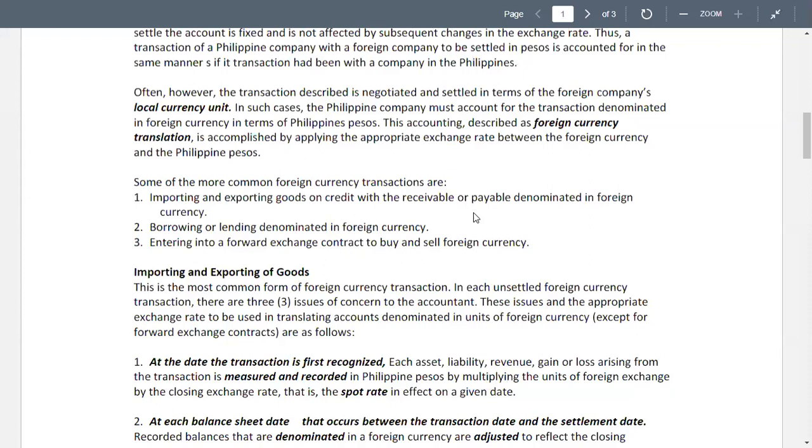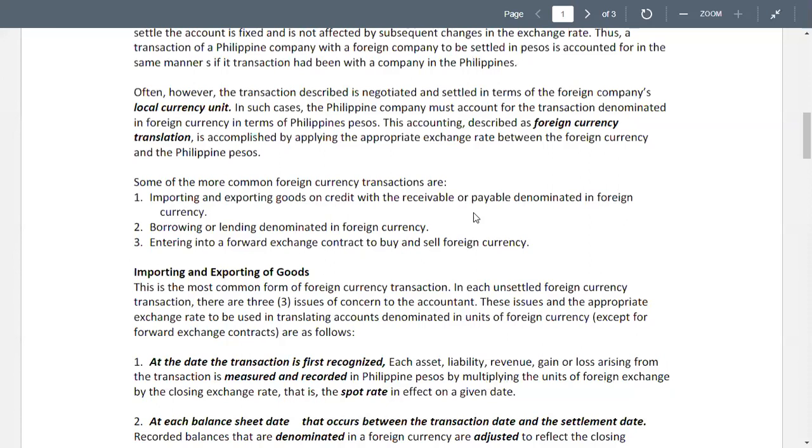Number one, at the date of the transaction. At the date the transaction is first recognized, each asset, liability, revenue, gain or loss arising from the transaction is measured and recorded in Philippine pesos by multiplying the units of foreign exchange by the closing exchange rate, that is, the spot rate in effect on a given date.